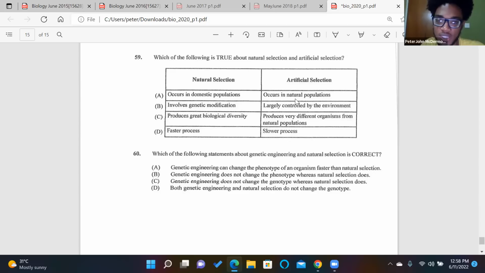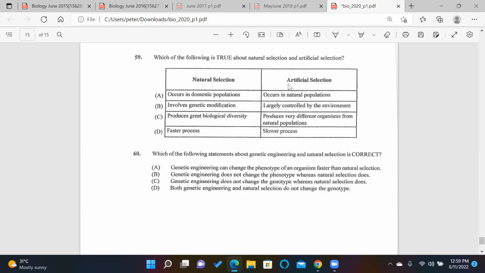Does artificial selection occur in natural populations? Guys, when you get the question, you can't just freeze. You have to just start working on it. You know, the answer will come to you. So does artificial selection occur in natural populations?